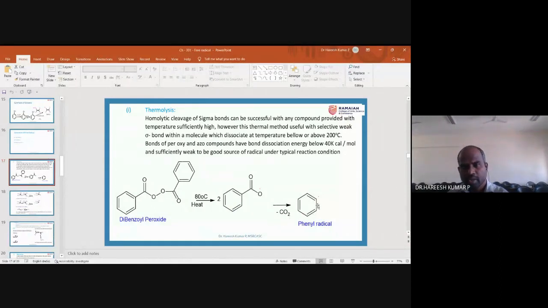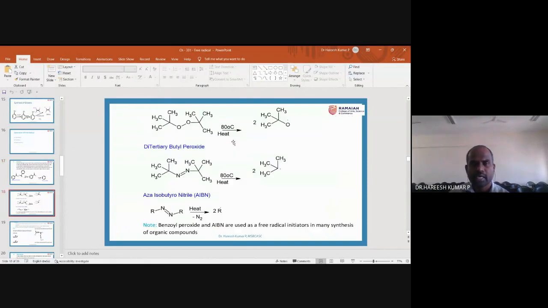in the case of thermolysis. And these are a few more examples. This is ditertiary butyl peroxide. This group is called a tertiary group, and this is also a tertiary group. At 80 degrees, there will be a cleavage giving rise to the tertiary butoxy radical.